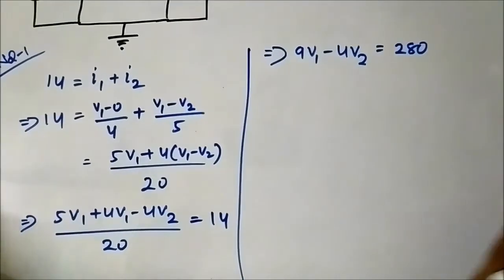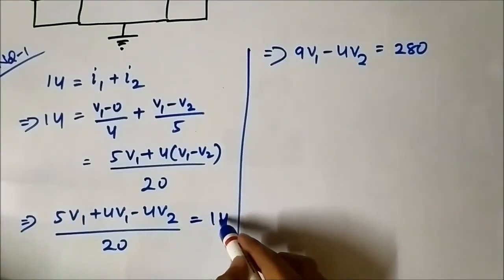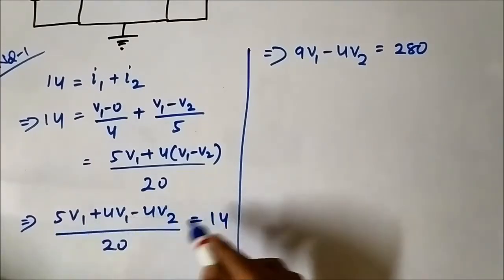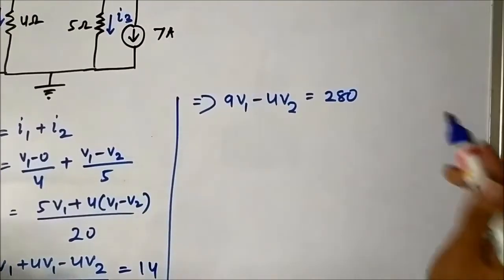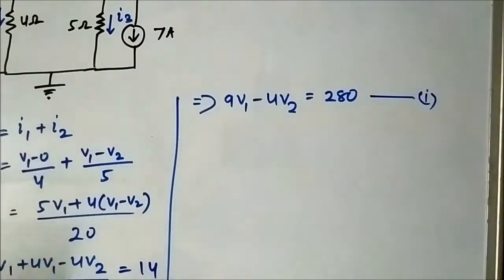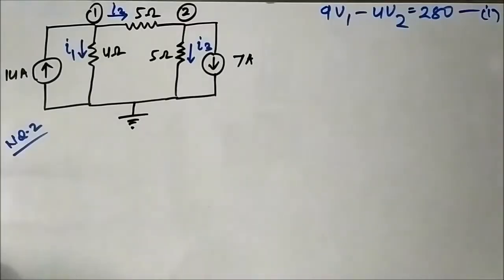Okay, so here the 20 in the denominator gets multiplied with 14 on the RHS, and this is 5 plus 4V1, which is 9V1 minus 4V2. So this is the first nodal equation that we got. Okay, from node 1, KCL at node 1. This is the first nodal equation. Now let us determine the second nodal equation.